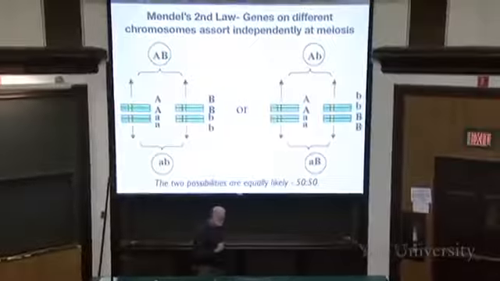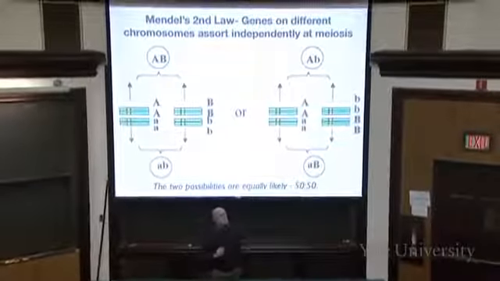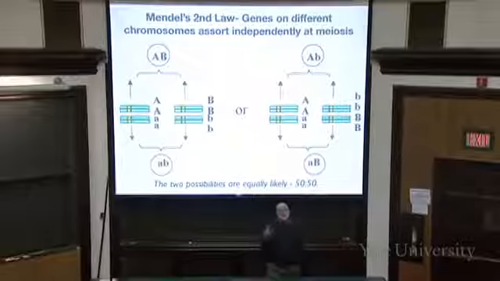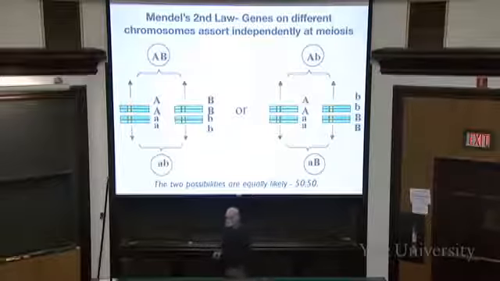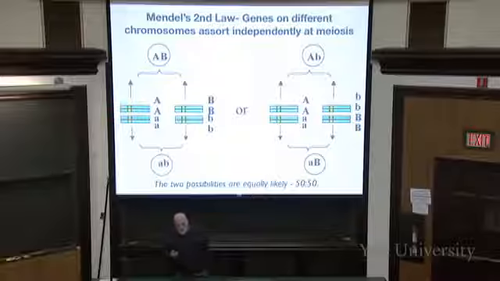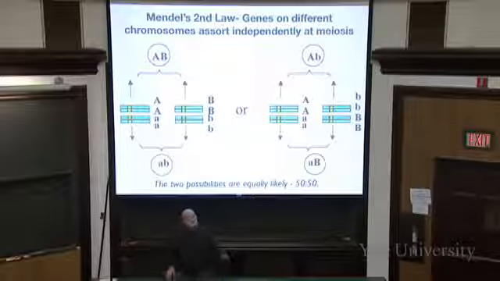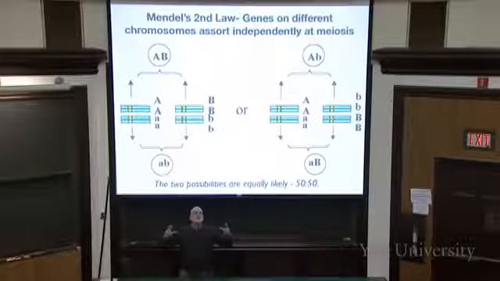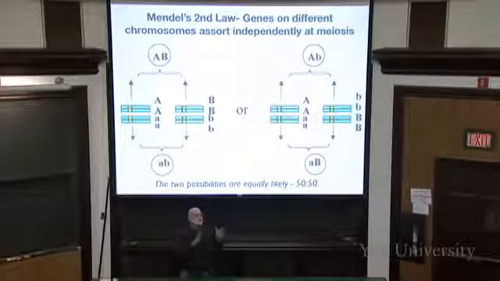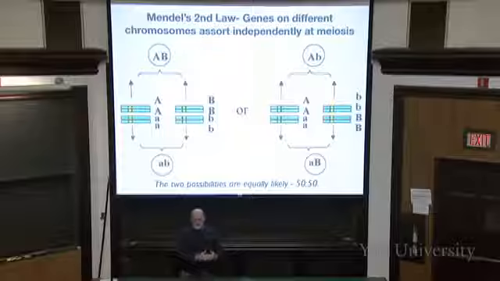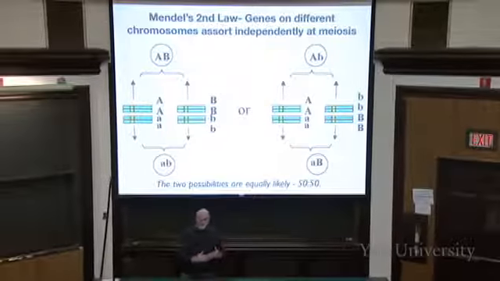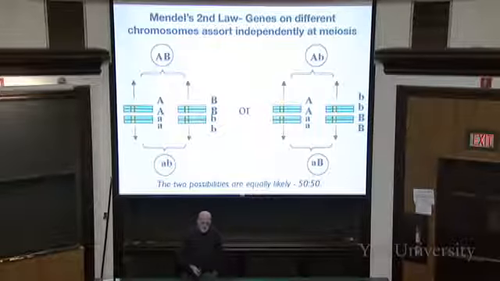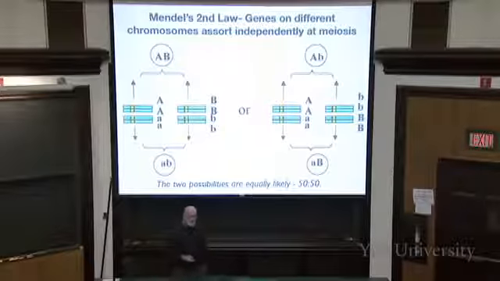Mendel's second law. What happens when we're looking at 2 genes and they're on different chromosomes? Well, Mendel's second law basically says that the events that occur at the different chromosomes are independent of each other. So genes that are sitting on one chromosome are going to be assorting independently to genes that are sitting on other chromosomes.